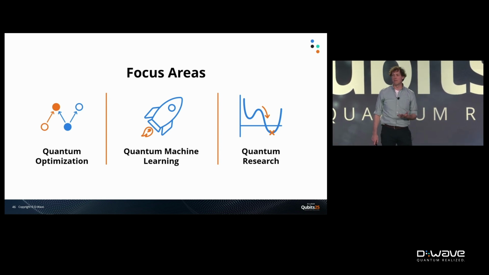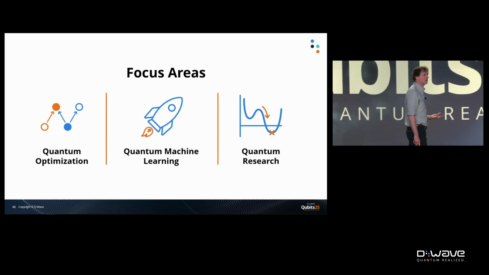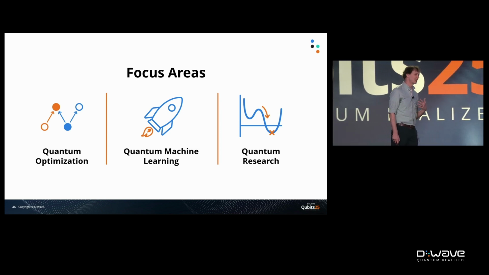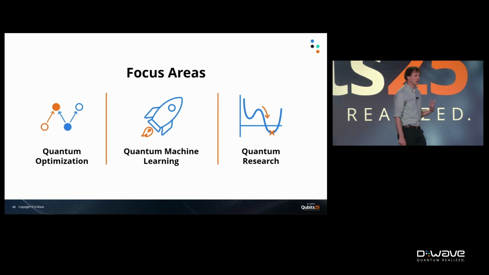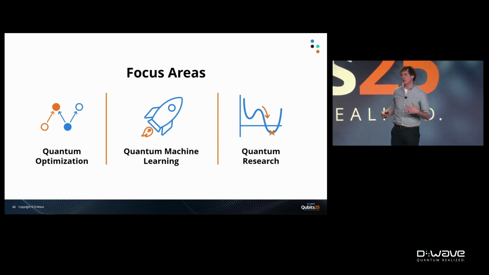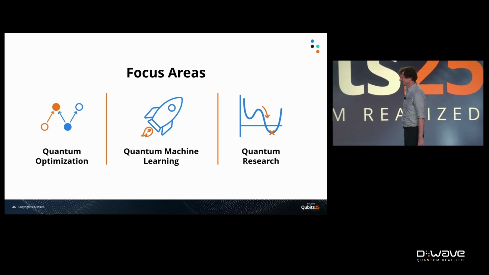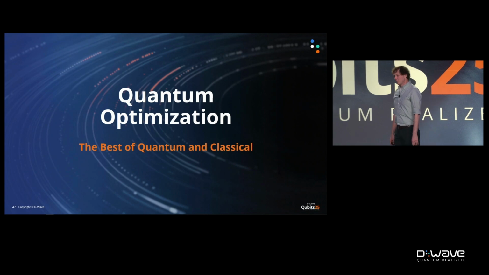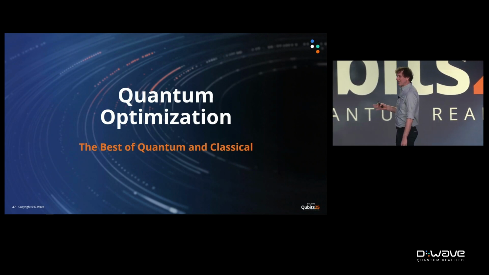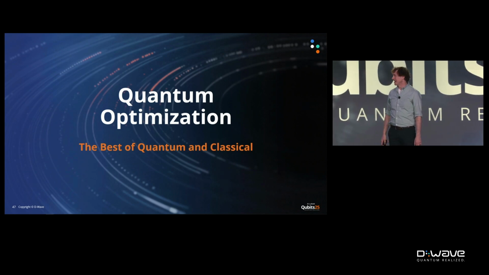Alan, in his keynote, mentioned the importance of doing fundamental research to support our products, to support the sciences, to move forward quantum computing as a whole, and our products need to support that kind of work. Okay, so running through each of those areas separately, I'm going to start with quantum optimization.